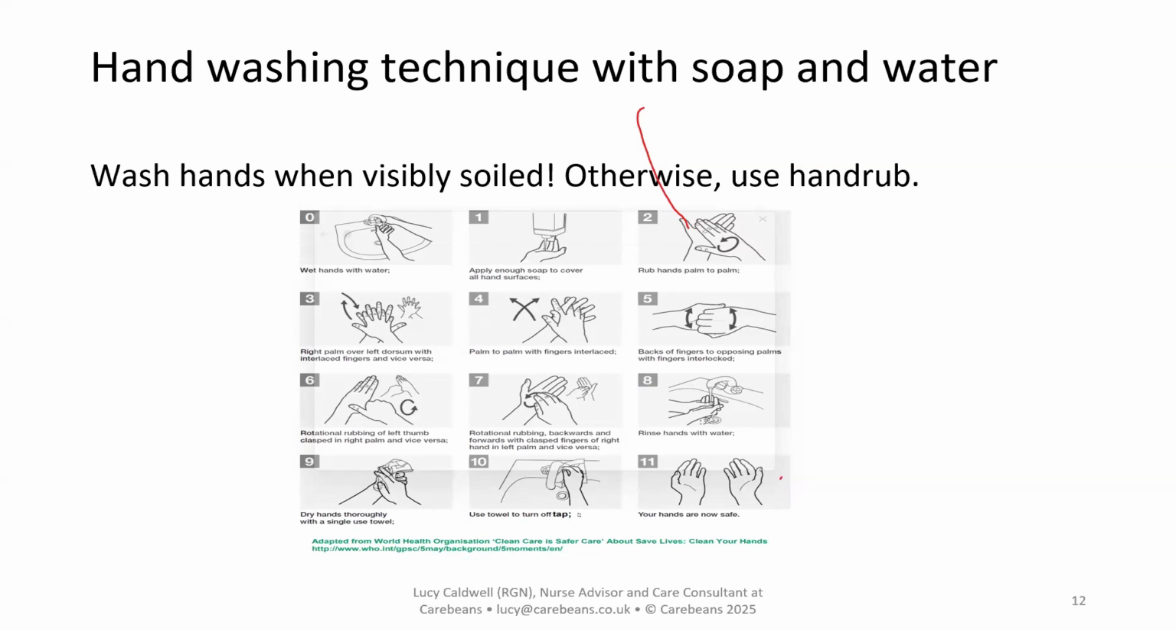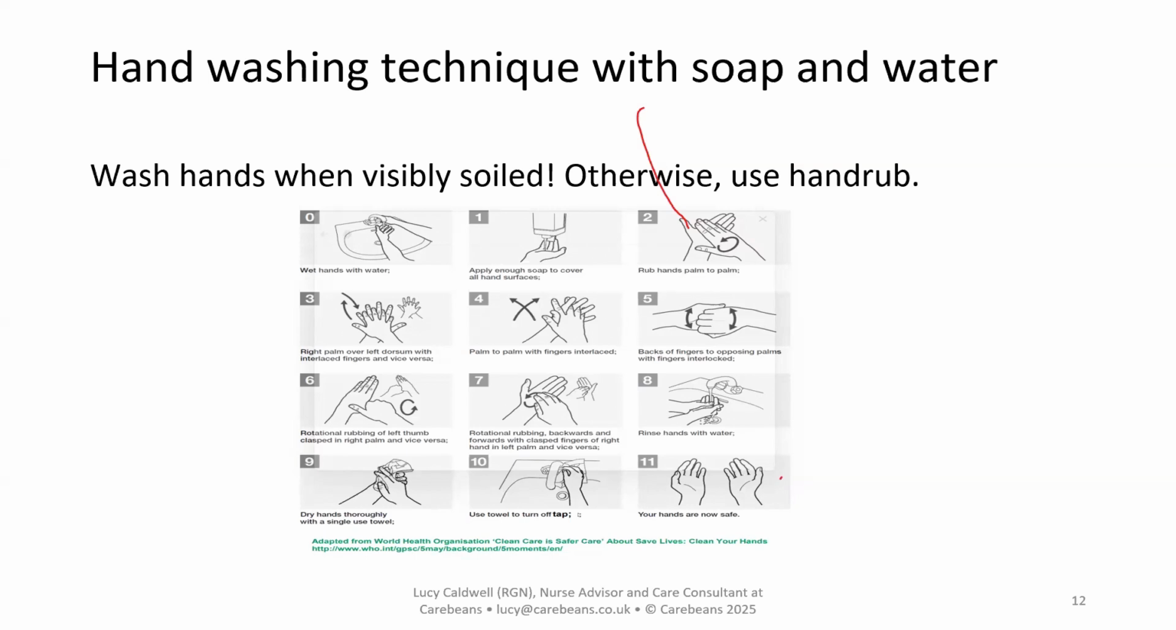and then you put your right palm over your left dorsum, so the back of your hand. You interlace your fingers, sort of rub there, and then the other side as well. And then you put your hands palm to palm and interlace your fingers. And then you just kind of put the backs of your fingers to the opposing palms. I'm not sure if you can see that on visual 5. And then visual 6 there is sort of rotationally rubbing your left thumb. Sort of clasping your thumb and rubbing it, and then doing the same on the other side as well.